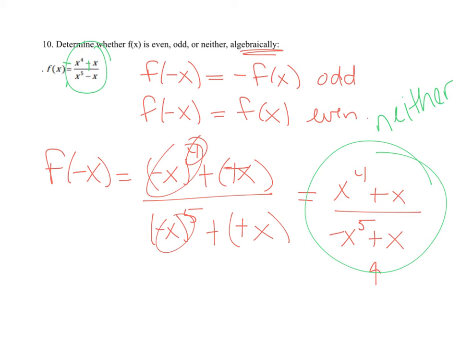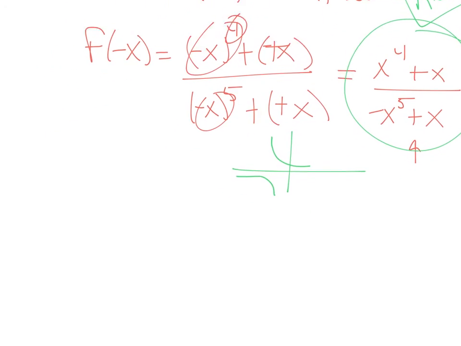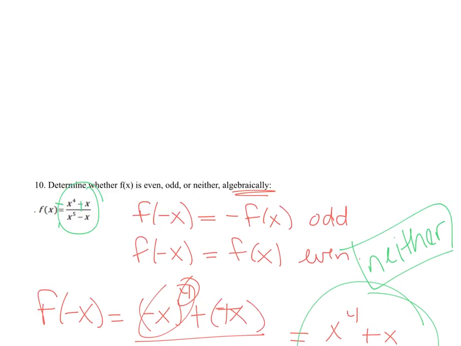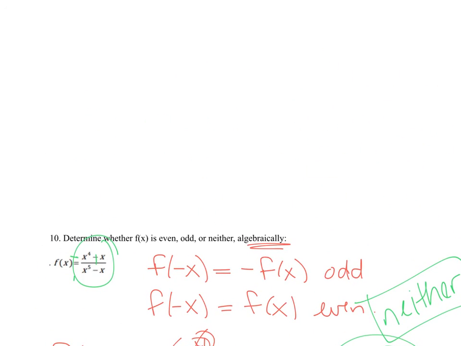It is neither even nor odd. And if you graph it, it kind of looks like this, and there is no symmetry at all. So we definitely know it's neither. Always try to justify your answer graphically. Now for this function to be odd, let me go over this again. Your original function is x to the fourth minus x all over x to the fifth minus x.